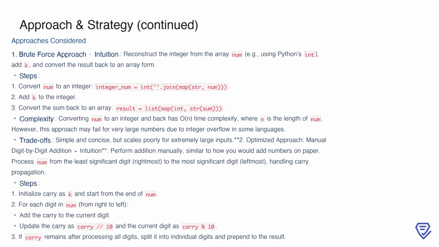A more efficient and scalable approach is to perform the addition manually, digit by digit. This method mimics how you would add numbers on paper, starting from the rightmost digit, adding the digits along with the carry, and propagating the carry as needed. By iterating from the least significant digit, you can directly manipulate the array without the need for conversion.